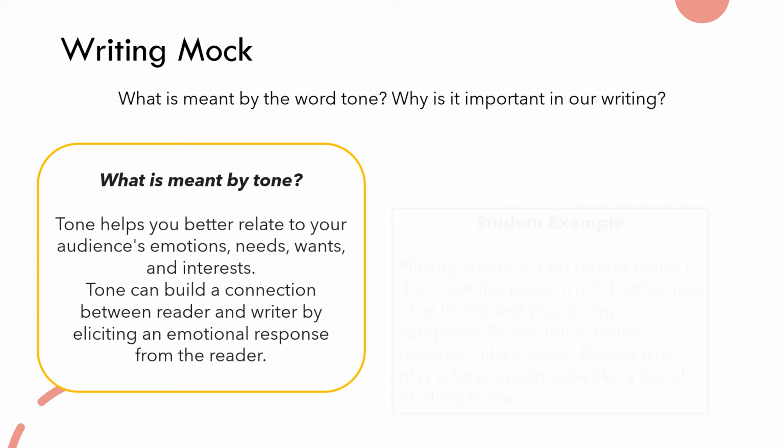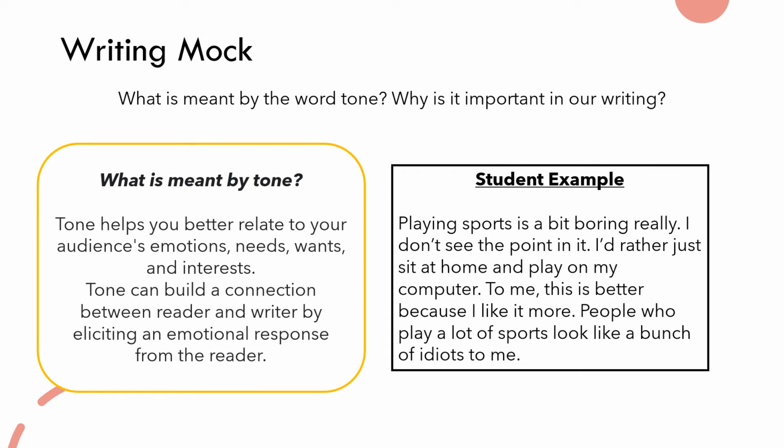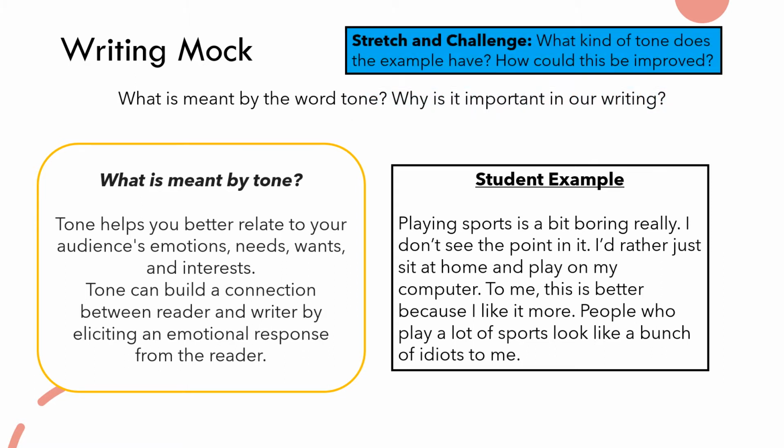Now, if we have a look at this example, let's have a think about how the tone might be improved, how we can actually look at this to see how we can get the message across a little bit more accurately towards the audience. So the student example says, playing sports is a bit boring really. I don't see the point in it. I'd rather just sit at home and play on my computer. To me, this is better because I like it more. People who play a lot of sports look like a bunch of idiots for me.